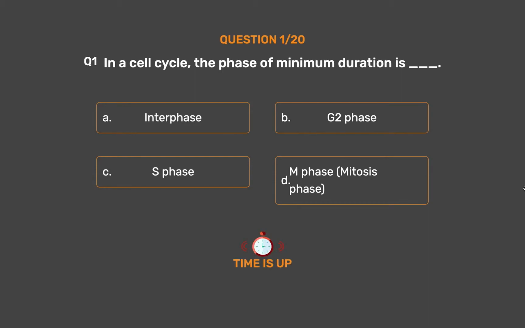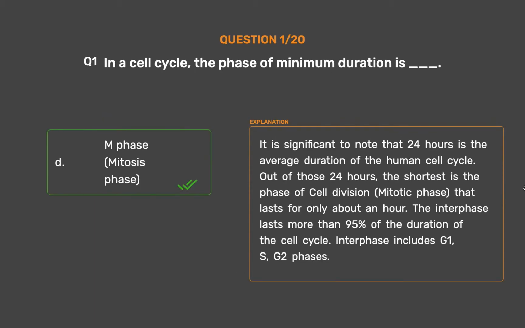The correct answer is option D, M phase, mitosis phase. It is significant to note that 24 hours is the average duration of the human cell cycle. Out of those 24 hours, the shortest is the phase of cell division, mitotic phase, that lasts for only about an hour. The interphase lasts more than 95% of the duration of the cell cycle. Interphase includes G1, S, G2 phases.